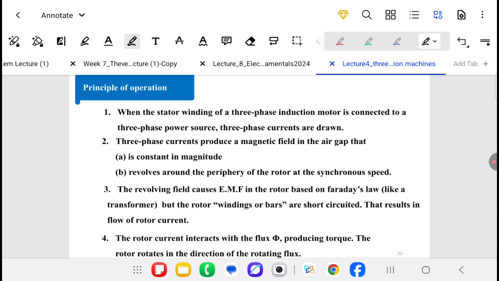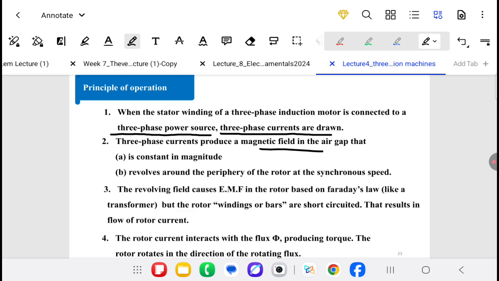Now we will see the principle of operation of the three-phase induction machine. When the stator winding of a three-phase induction machine is connected to a three-phase supply power source, three-phase currents are drawn. We have a three-phase source connected to the three-phase winding. We will have three-phase currents drawn.